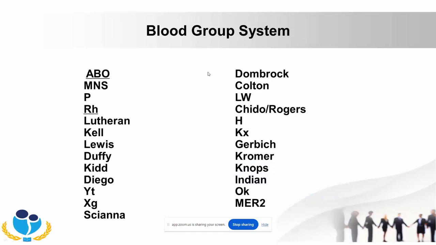It is good to know the other blood groups, in addition to the major ones, ABO and Rh. Very important: Kell, Lewis, Duffy, Kidd, P-type antigen. There are different types of antigen in addition to the major ones.